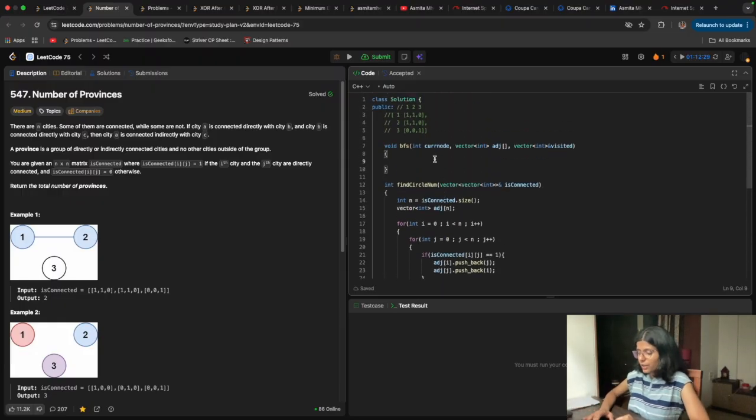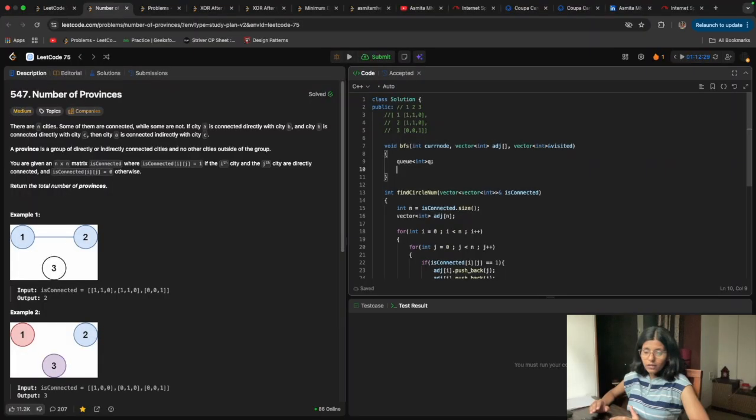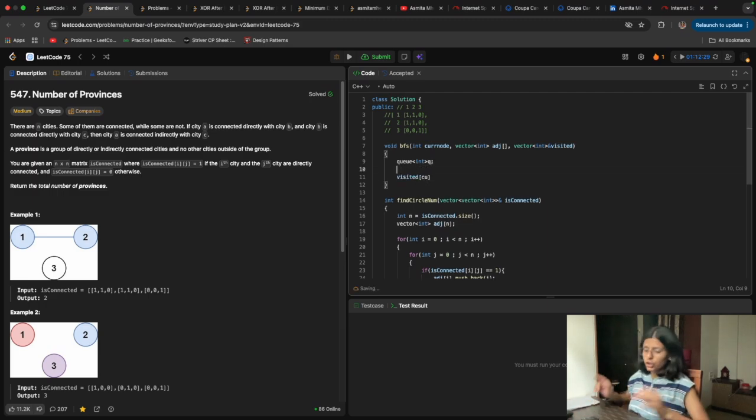For the BFS function, we require a queue of int here, and whenever we push a node in that queue, that time we will mark it as visited. So we'll mark the current node as visited. I need to first push that current node in the queue: q.push(current node).